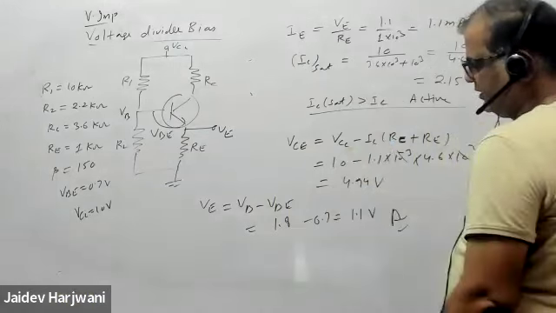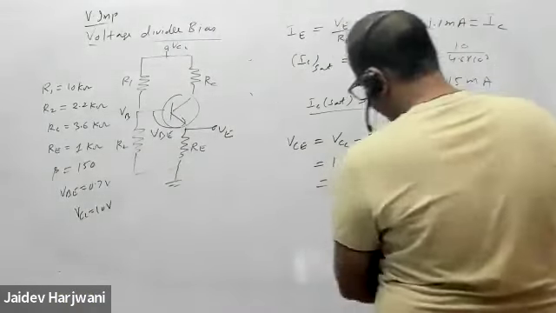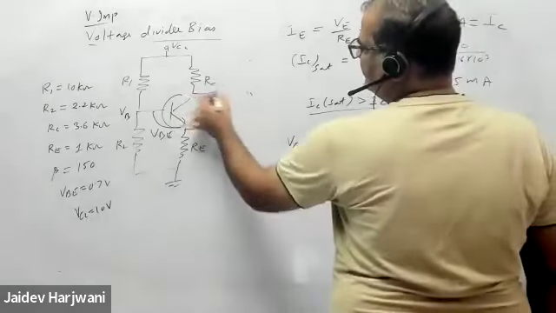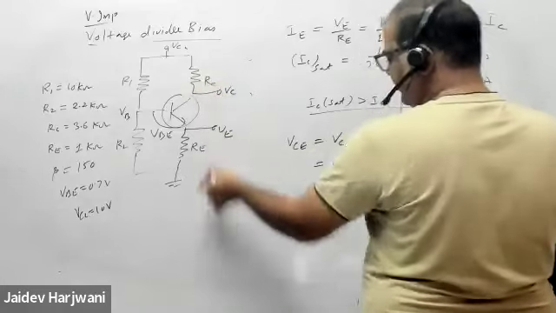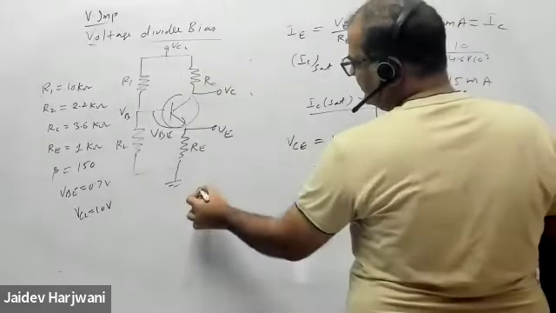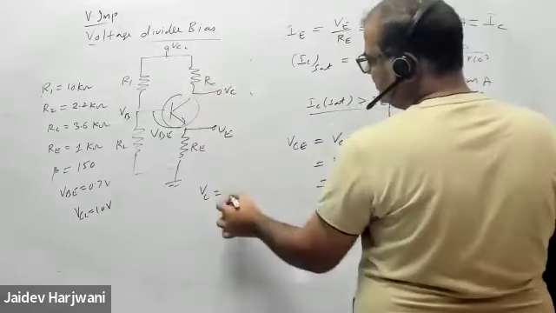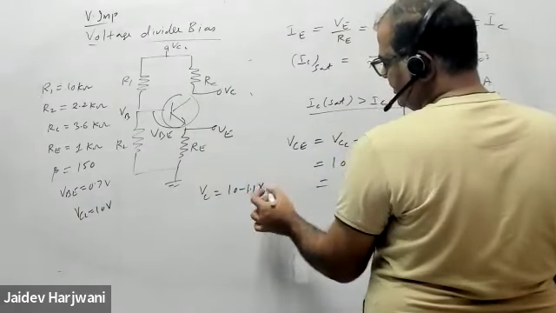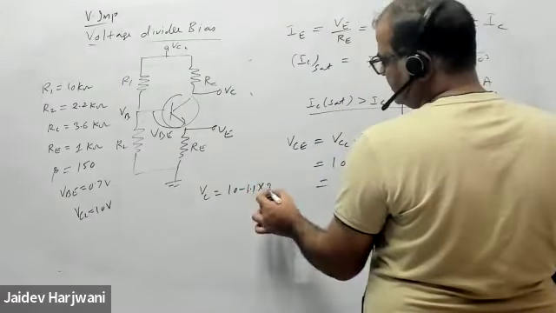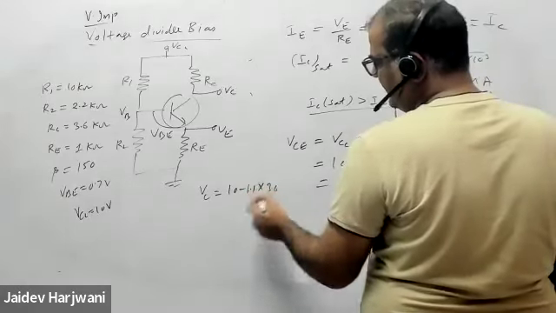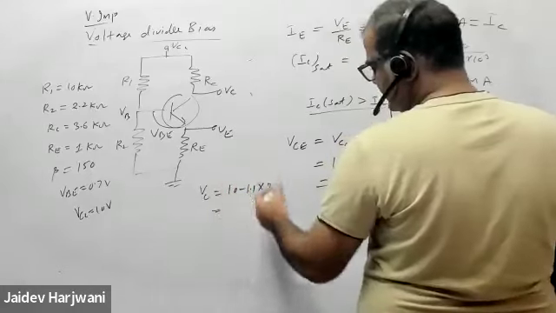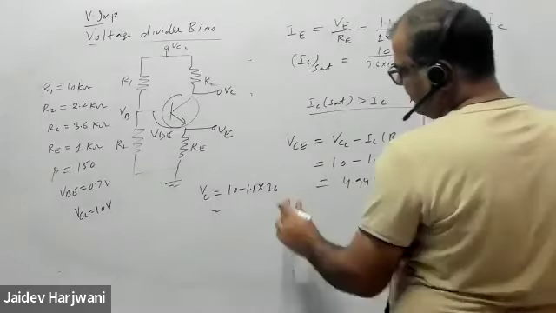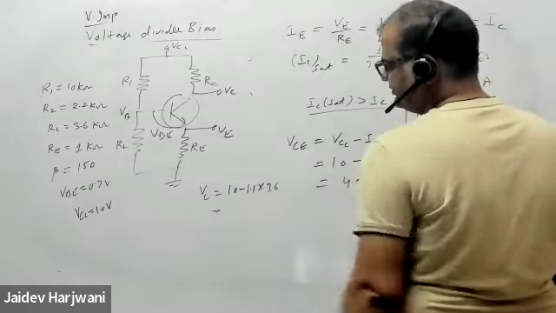Okay. Now if you want, you already know VE, so you can find the VC and take the difference. That is the same thing. If you find the VC, VC will be how much? VCC 10 minus ICRC. IC is your 1.1 into RC is your 3.6. So kilo and milliampere cancel out. If you do it like this also, something will come. How much will come? 10 minus 1.1 into 3.6. Tell me.